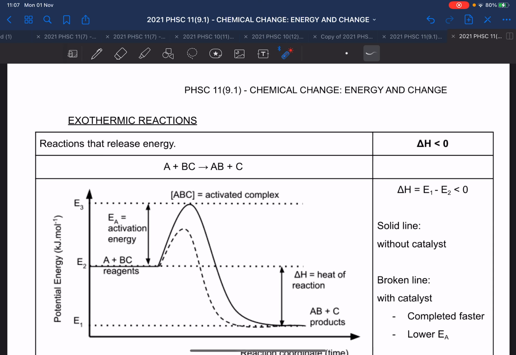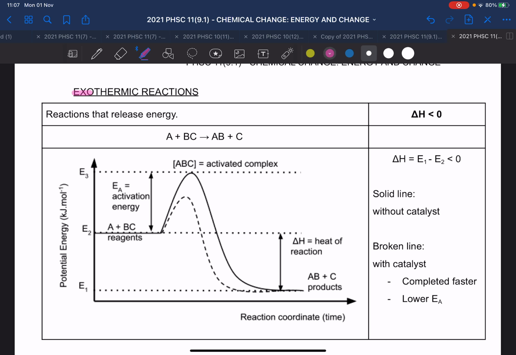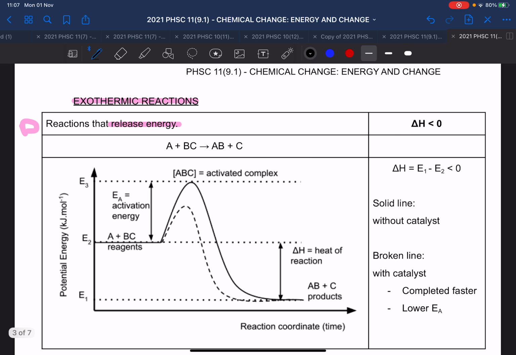Okay, the first type of reaction is called an exothermic reaction. The definition for that is when there's a release in energy. That means the bonding energy is greater than the dissociation energy, meaning more energy is given off than required, than needed. So the heat of the reaction, or the enthalpy, is negative.